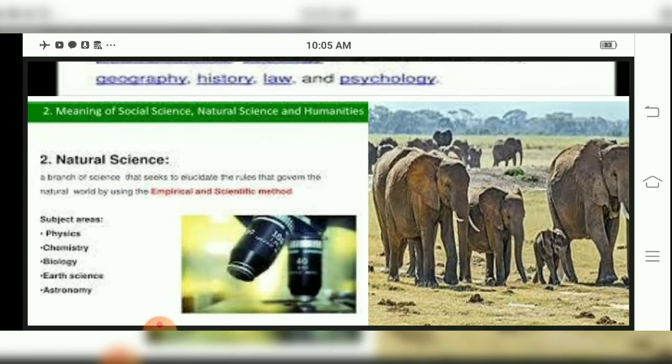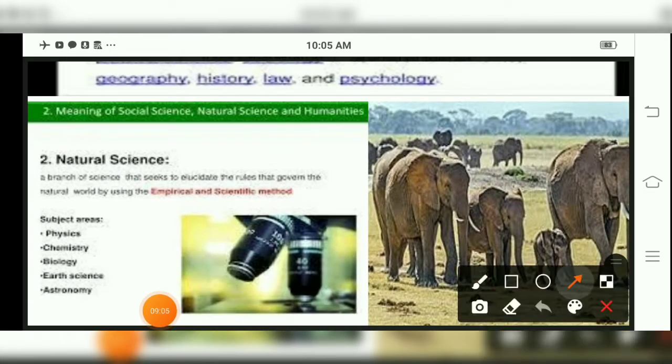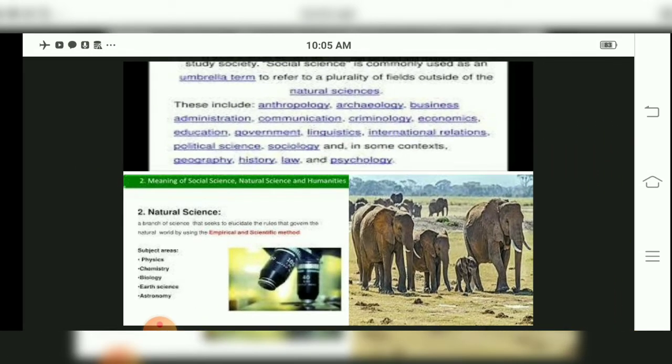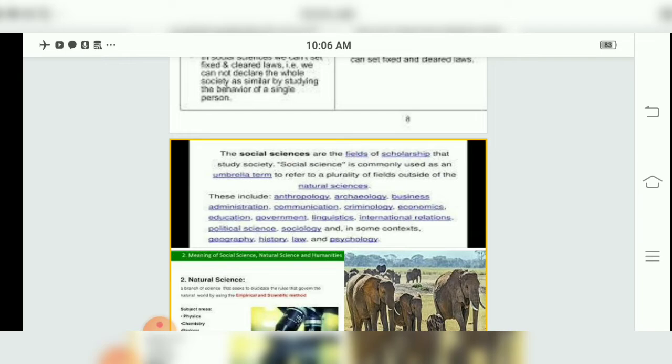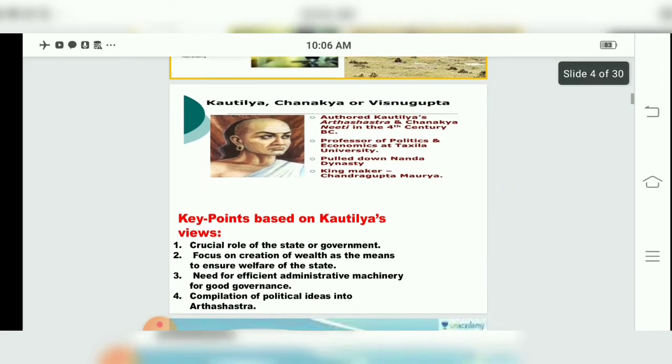And see the picture over here, children. Natural science, the things coming from nature. See, natural, that is nature's gift. Animals, things. So natural science, children, is related to subjects like physics, chemistry, biology, earth science, and astronomy. So natural science is what? A branch of science that studies the natural world using empirical and scientific methods. So physics, chemistry, biology will come under natural science. Okay. So this is the difference between social and natural science.